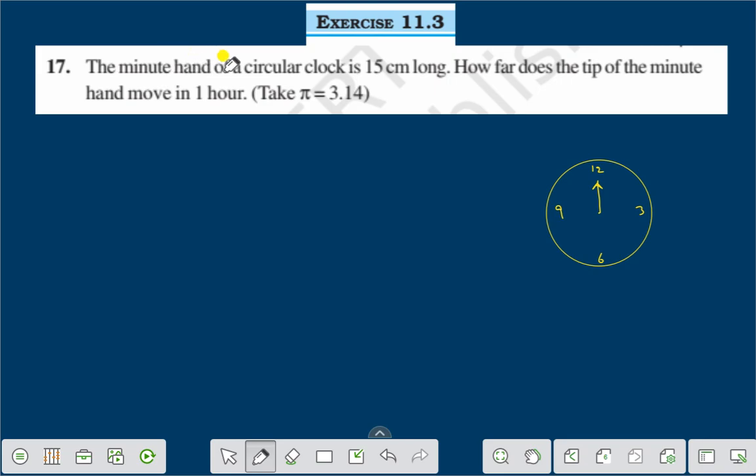The minute hand of a circular clock is 15 cm long. How far does the tip of the minute hand move in 1 hour?